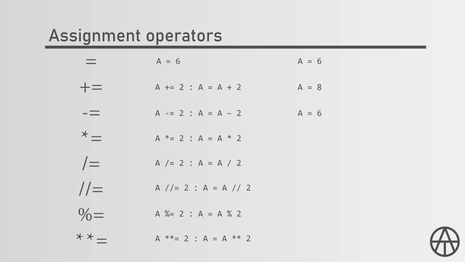And then we're going to say multiply that by 2. It's going to say A equals 12. And then divided by 2, A is going to be 6. And then division by 2 and the floor of it, which is going to be the normal division, A is going to be 3. And then modulo 2, A is going to be 1. And then 1 to the power of 2 is going to be 1 again.